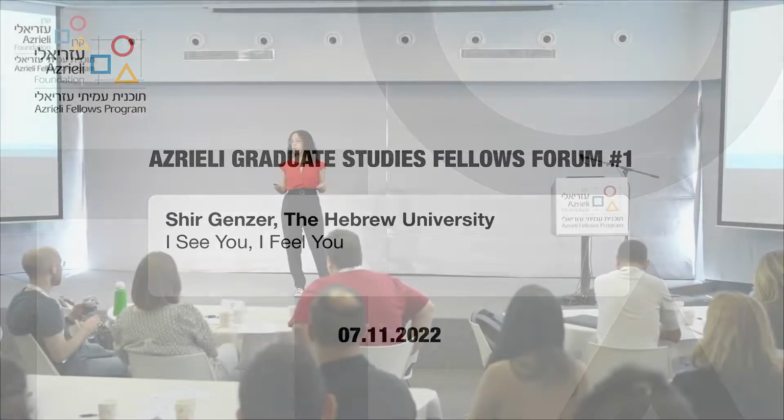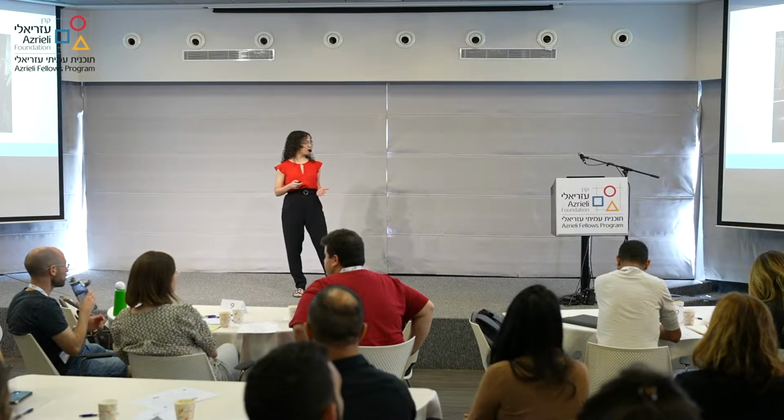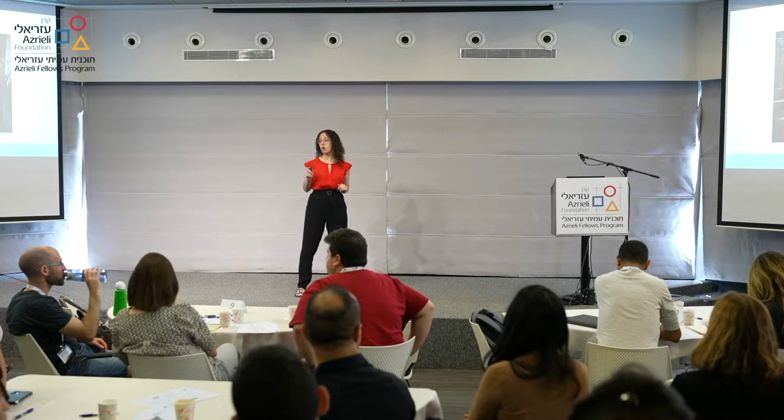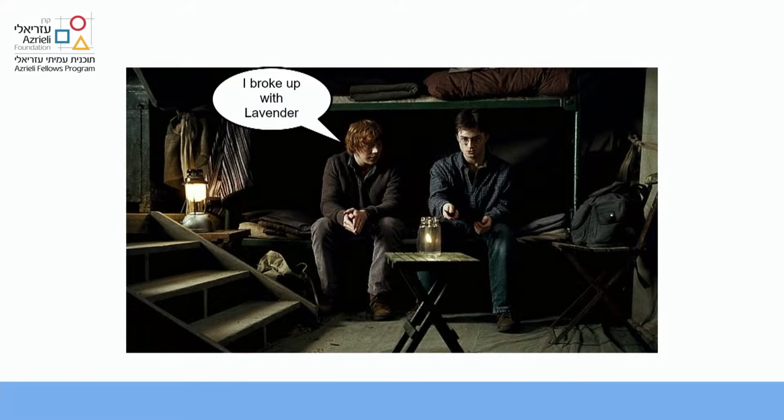So imagine you're talking with your friend Ron. He tells you that he just broke up with his girlfriend. As a good friend, you want to be there for him. You also know they had a complicated relationship, so you are not quite sure how he feels about the breakup.